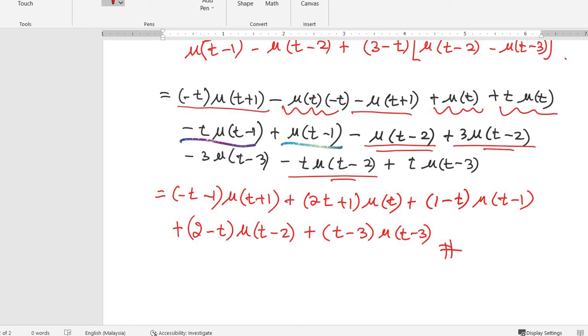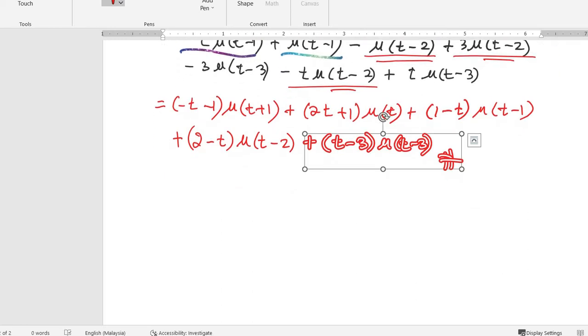For question A, x(t). Any question for this? No, doctor. Clear? Okay, then we go to the second question, which is y(t).